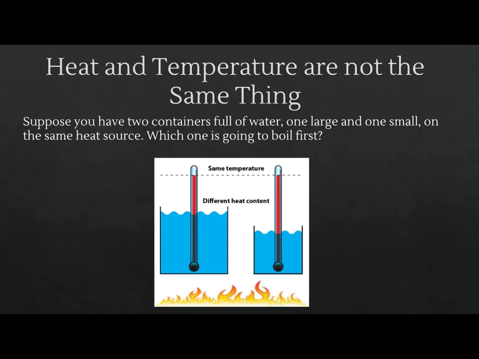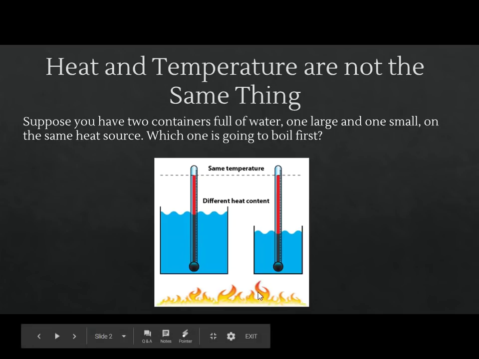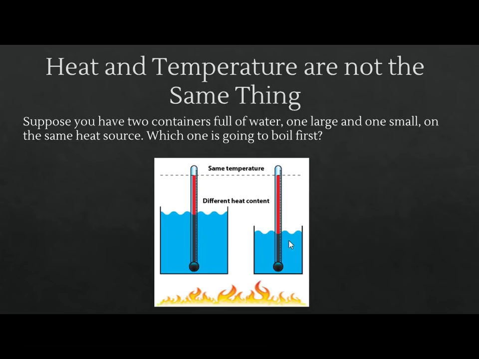Let me see if I can give you an example. Pretend that you had two different containers. The one on the left has a lot of water in it, and the one on the right has just a little bit of water. If I put them over the exact same heat source, the exact same flames, so they're both getting the same amount of heat going into them, which one is going to boil first? Hopefully you could say the smaller one, because you know that less water takes less time to boil.